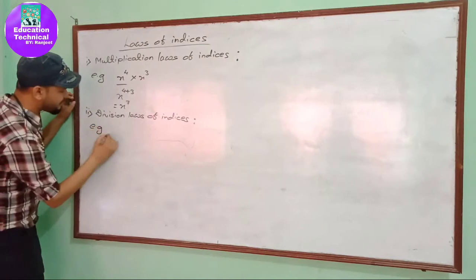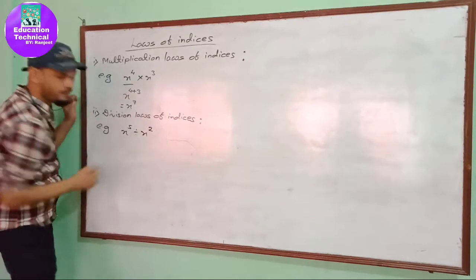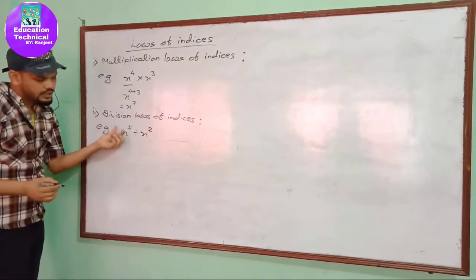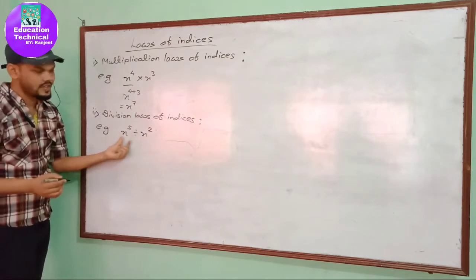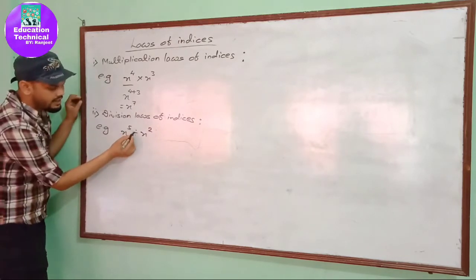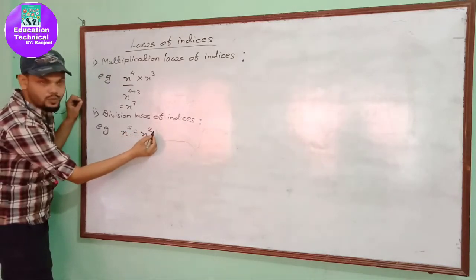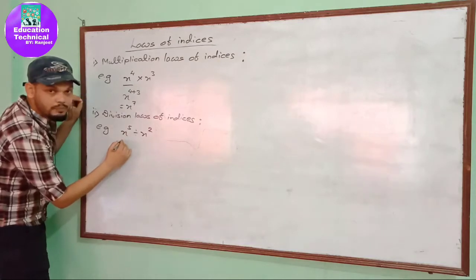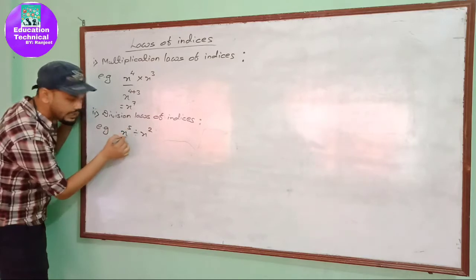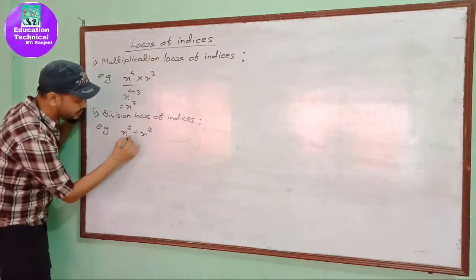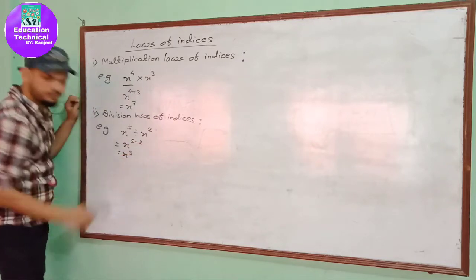Let me consider an example, that is x power 5 divided by x power 2. Here also we find that they have the same base. In both these algebraic terms we find the same base, that is x. Now x power 5 is to be divided by this x square. So simply we write this base, that is x. The first value is to be divided, so write this power, that is 5, and minus 2, so it will be x power 3.